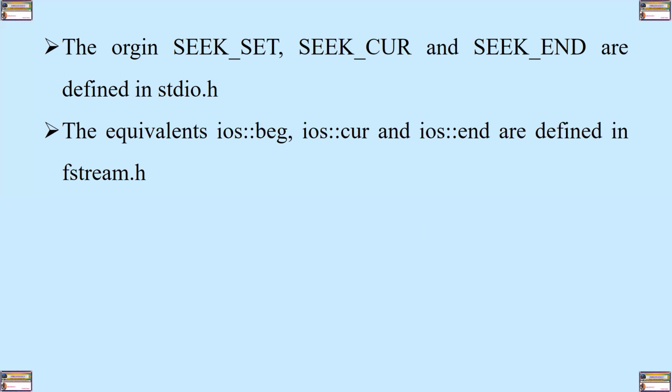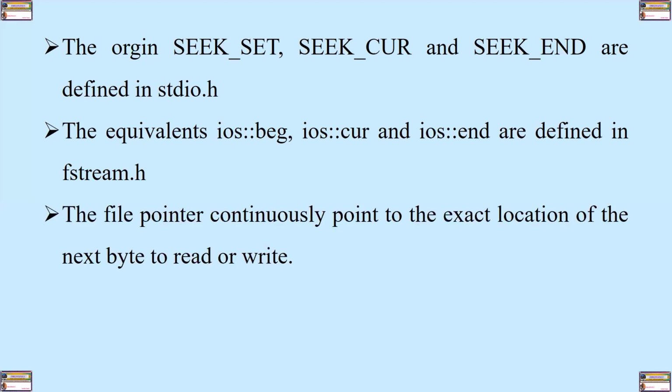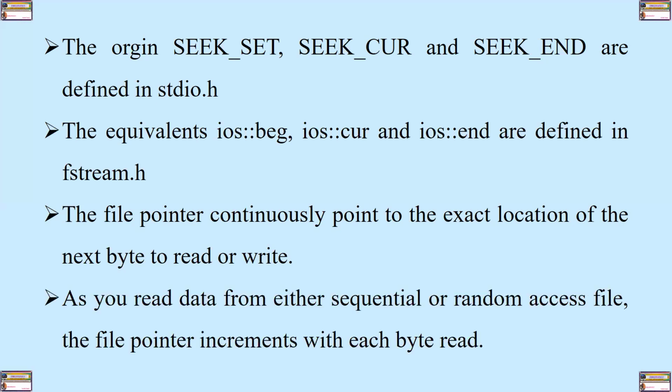The equivalence for seq_set, seq_cur, and seq_end is ios::beg, ios::cur, and ios::end, as defined in the fstream file. So if you are going to use seq_set, seq_cur, and seq_end in your program, you must have the preprocessor directive for stdio. But if you're going to use ios::beg, ios::cur, and ios::end, you need the preprocessor directive fstream. The file pointer continuously points to the exact location of the next byte to read or write.